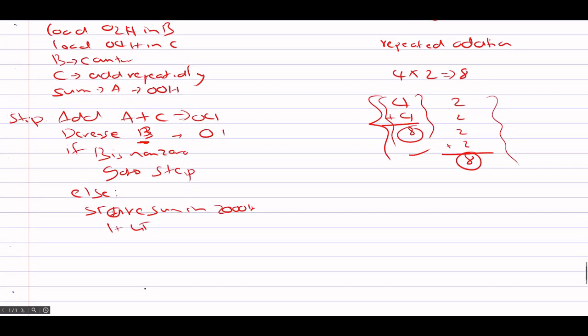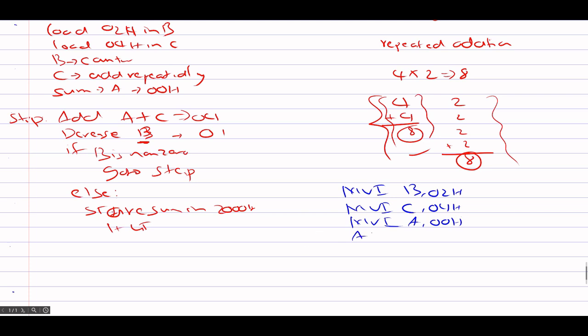Now based on this pseudocode, let's write down our code. First of all, like I said, we load 02H in B, which can be done using MVI B, 02H. We also load 04H in C, so MVI C, 04H. Now B will be set as the counter. We don't need to write any code for this, we just need to keep this in mind, and C will be used as a value that will be added repeatedly. Let's also load a value 00H in our accumulator, which will be the position for the sum.